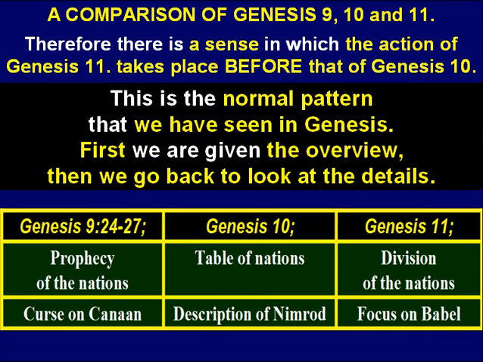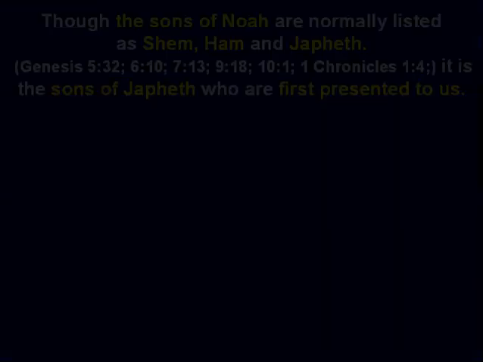So Genesis 9:24-27, prophecy of the nations, curse on Canaan. Genesis 10, table of the nations, description of Nimrod. And Genesis 11, division of the nations, the focus on Babel.